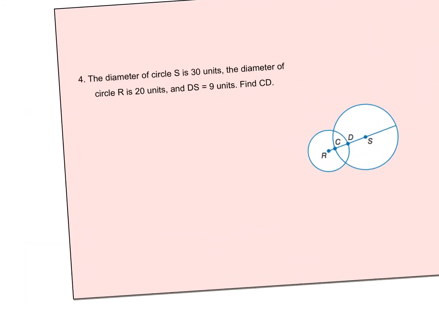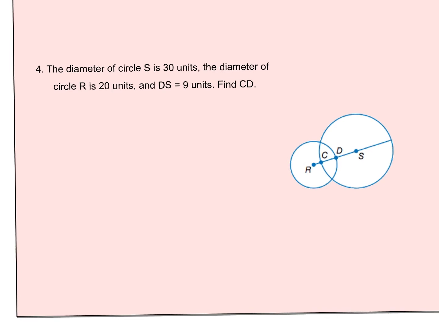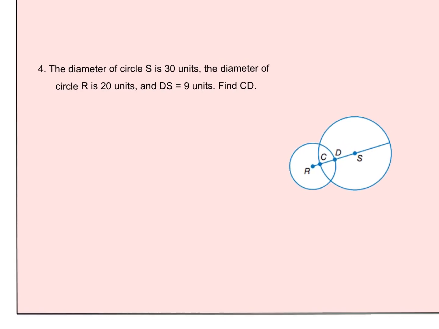Okay, so let's take a look here. The diameter of circle S is 30. The diameter of circle R is 20. And DS is 9 units. Find CD. First off, CD is this itty-bitty little length right there. But we've got some overlap. CD is part of both circles.